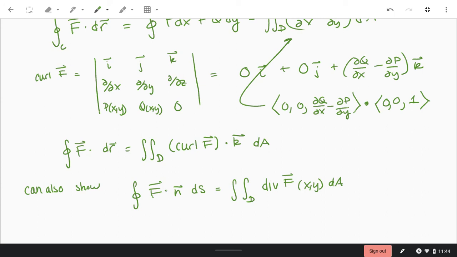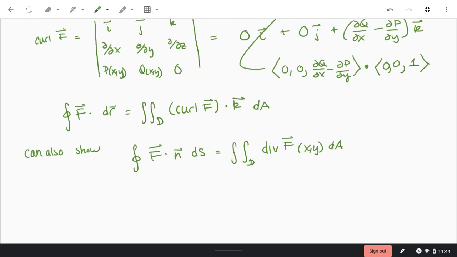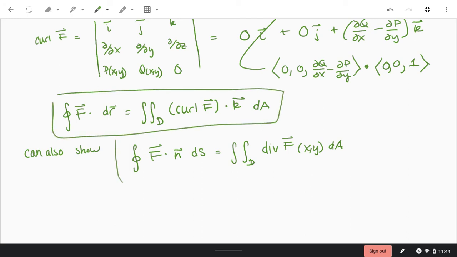I was just looking here in my notes. Well, I guess I did kind of show it in my notes here, that your normal vector, I'm going to hold off on that. But these are two important links between curl and divergence and Green's theorem.